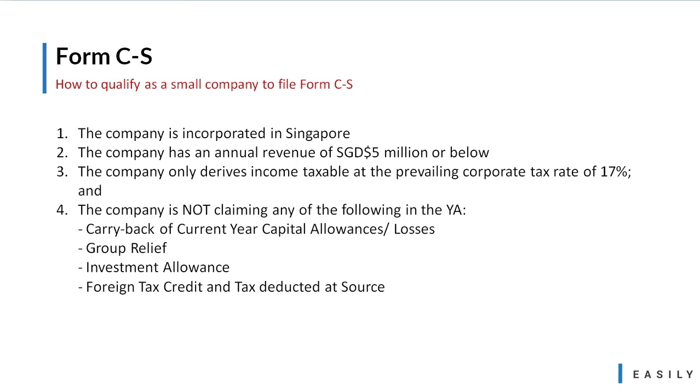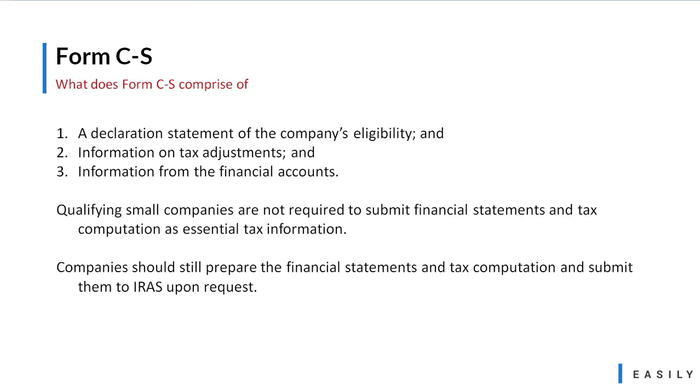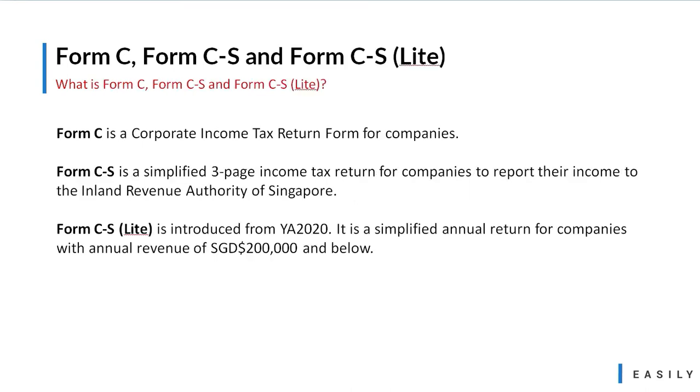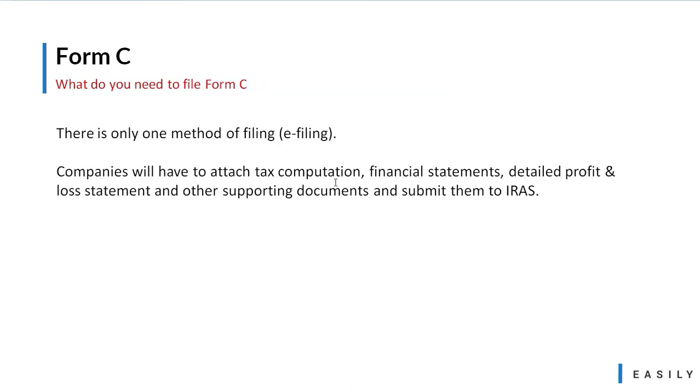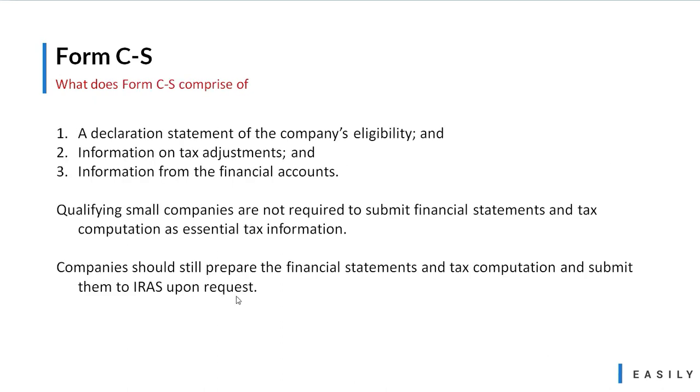For Form C, you need to submit all these documents: your tax computation, financial statements, detailed profit and loss, and other supporting documents. You have to submit them to IRAS. But if you file Form CS, you're not required to submit the financial statements and tax computation, but you still need to prepare them and keep them, because if IRAS requests for them, you need to produce them to IRAS.